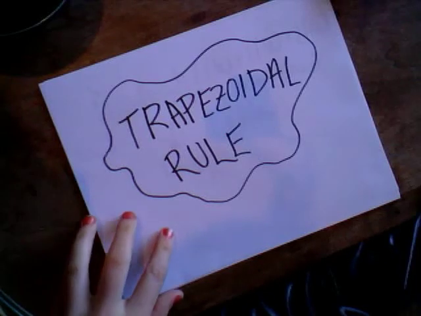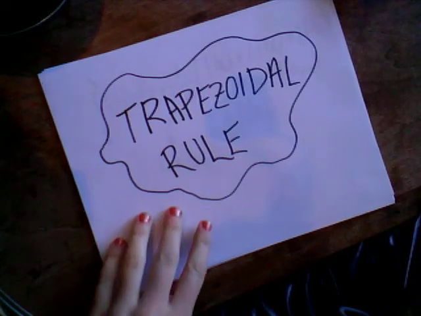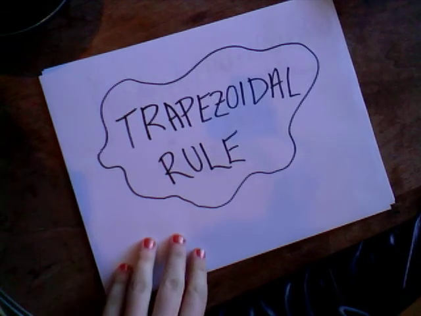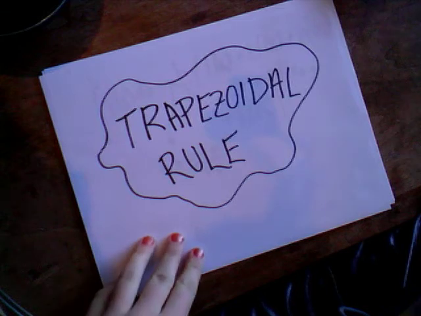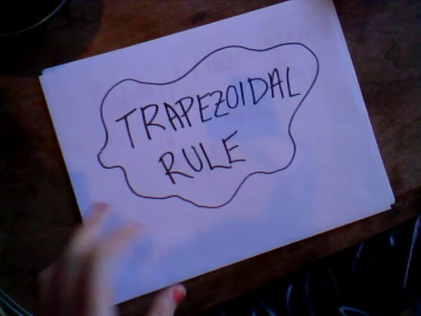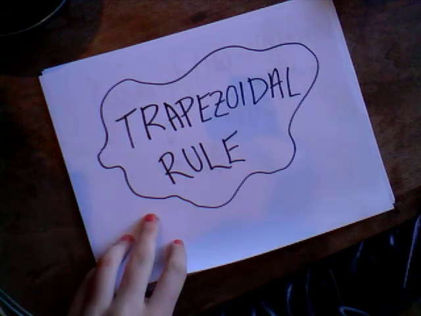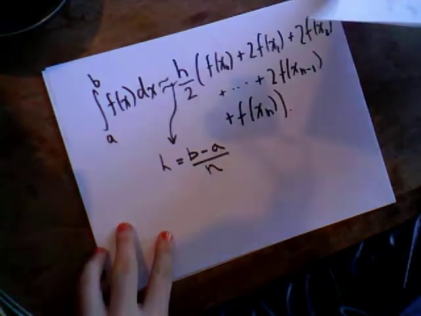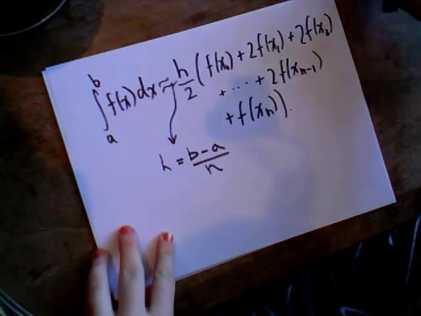Okay, so today we're going to be doing a little trapezoidal rule. And basically this is just a method of approximating an integral, which is also just the area under a curve. So let's start. Here's the basic formula.